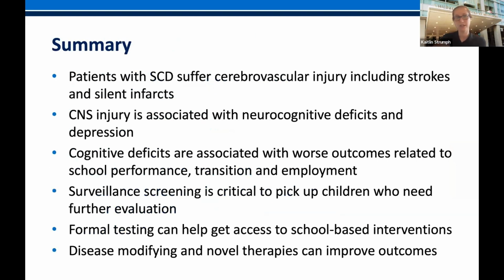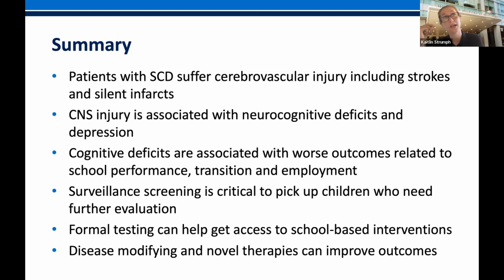All right, so just in summary, patients with sickle cell disease suffer cerebrovascular injury, including strokes and silent infarcts. CNS injury is associated with neurocognitive deficits and depression. And we know that cognitive deficits are associated with worse outcomes related to school performance, transition, and employment. Surveillance screening is really critical to pick up children who need further evaluation. Formal testing can help get access to school-based interventions. So things like neuropsychological testing, but also disease modifying and novel therapies can improve outcomes.